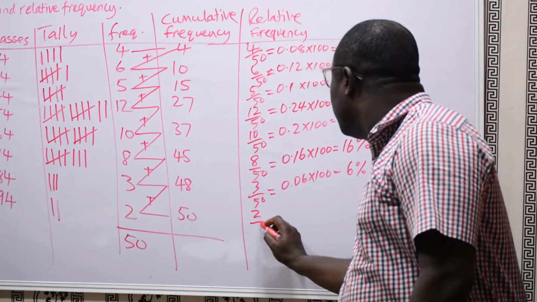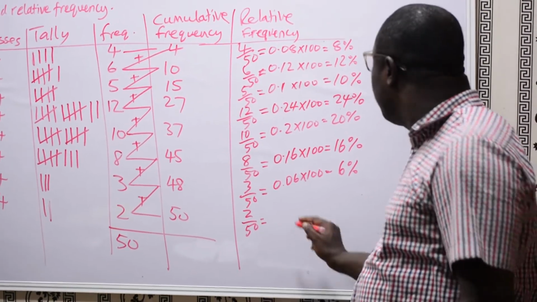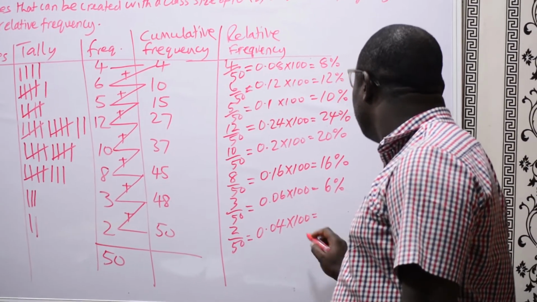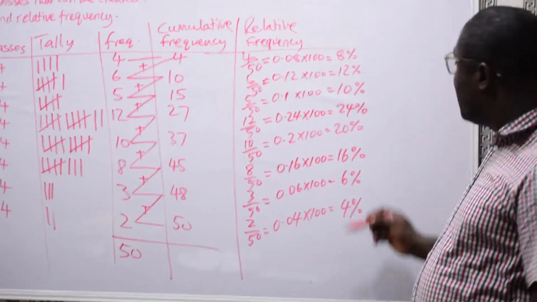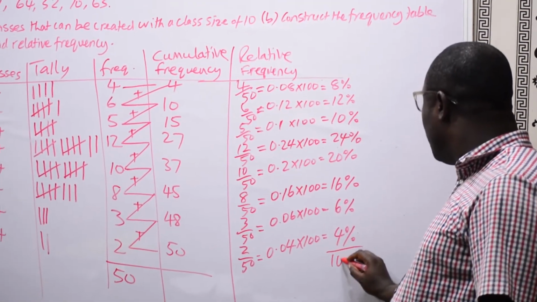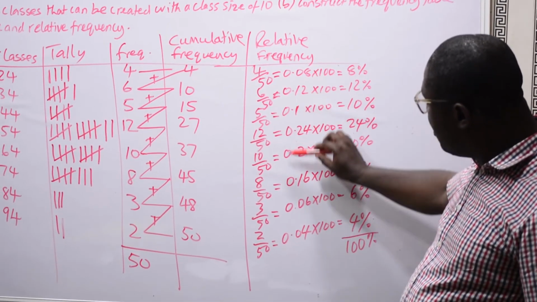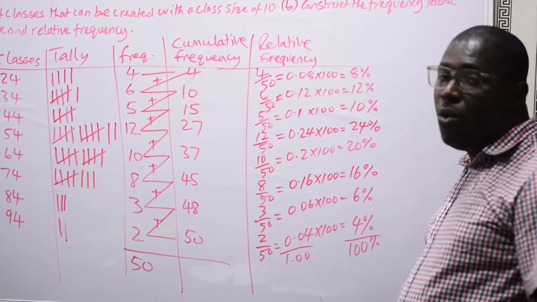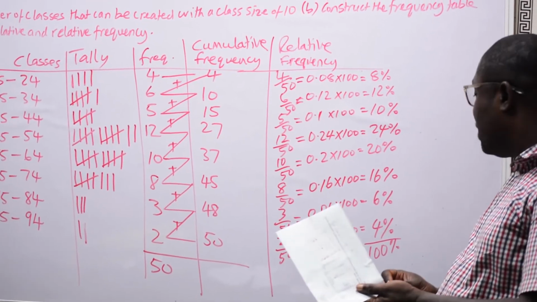The last but not the least is 2. So I have 2 divided by 50. This will give us 0.04. 0.04 times 100 will give us 4%. Remember, by the time you add up these percentages, it should give you 100%. Then, if you add up these decimal values, it should give you 1.00. That's 1, which if you multiply 1 times 100, that will give you 100%.